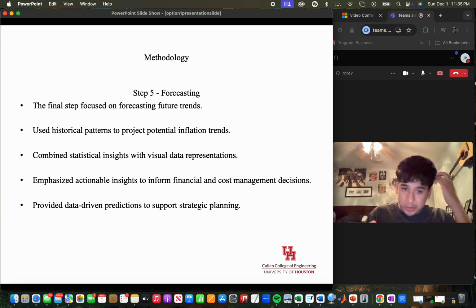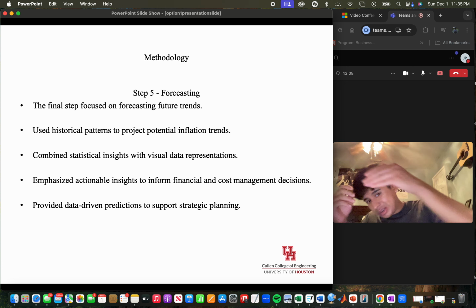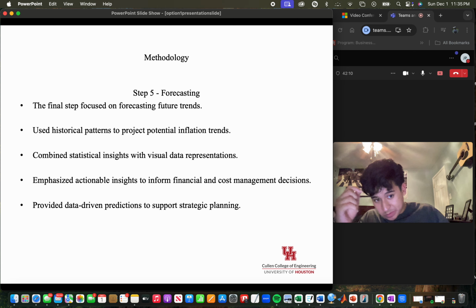So step 5, forecasting, what I just talked about. Forecasting future trends. We use historical patterns to project potential inflation trends. We use statistical insights with visual data representations to also do this. And we can emphasize actionable insights to inform financial and cost management decisions. When we do forecasting, we can give people advice. We can tell them this is going to happen. This is most likely to happen. Do this, invest in this, stay away from this.